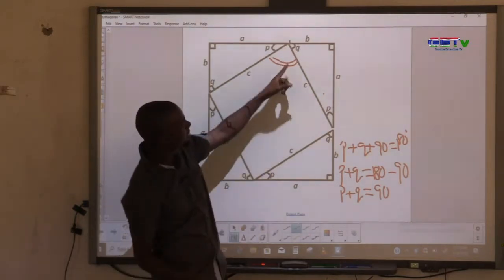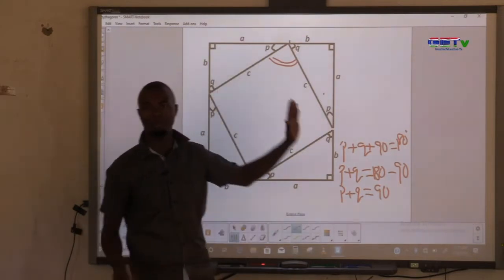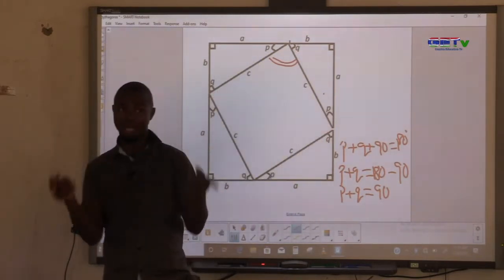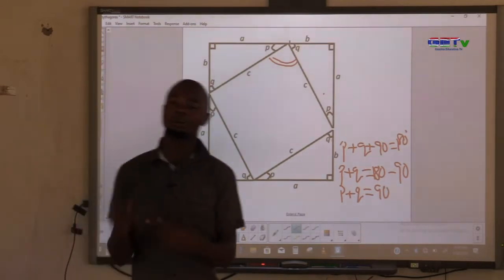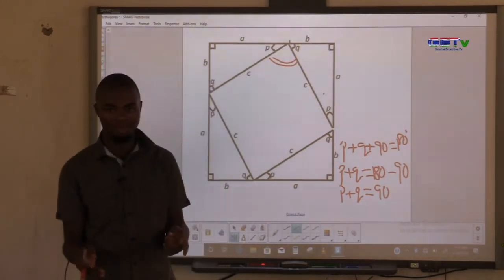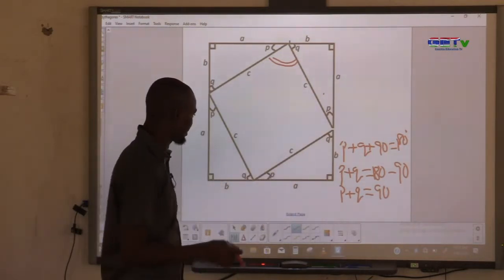If this angle is 90, similarly this will be 90, this one also will be 90, this one will be 90. So you have the square inside. It is not a rhombus, it is a square. Angles in a rhombus are not the same, but in a square, each angle is 90 degrees.